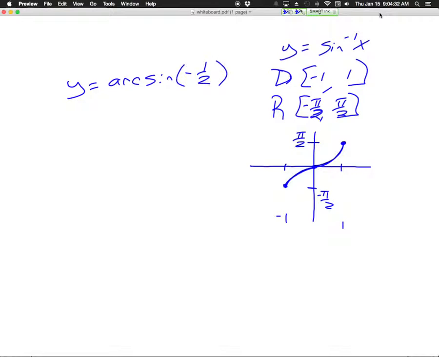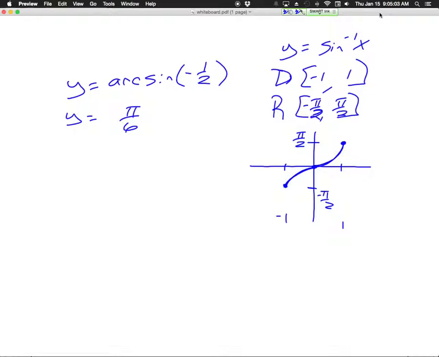Now I have y equals arc sine of negative 1/2. Do I have a match for negative 1/2? Or do I have a match for 1/2? Let's start with that. What's my match for 1/2? Pi over 6. Okay, but I need to deal with that negative. What does the range say my answer has to be between? Negative pi over 2 and pi over 2.